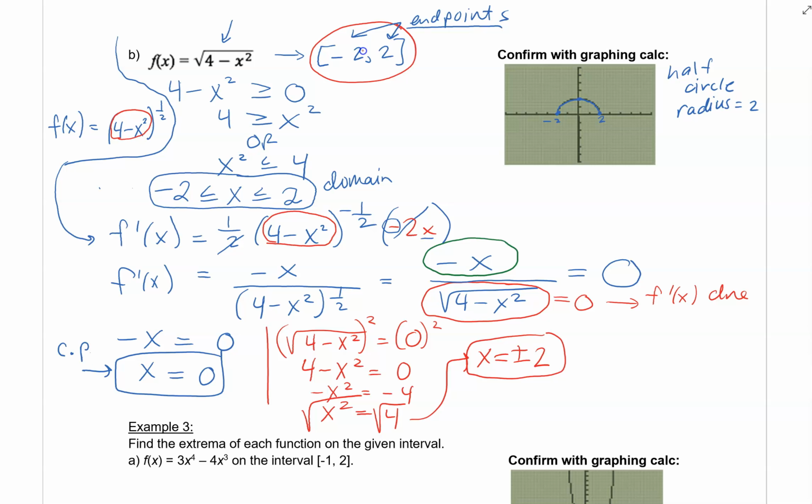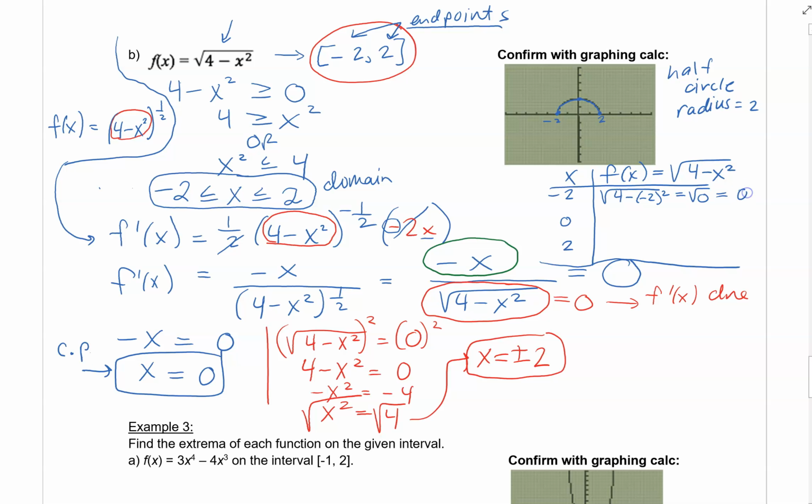So then I take my critical points and I evaluate my function at them. And remember, when I do that, I plug them into the original equation because I'm trying to find the max and minimum values of f of x. So I plug them into f of x. So I have -2, 0, and 2 again, just kind of like the last one. So when I plug -2 in here, I get the square root of 4 minus -2 squared, which is the square root of 0, which is 0.